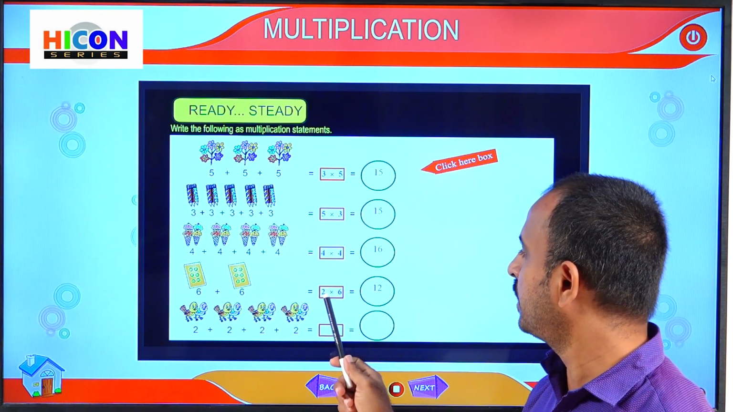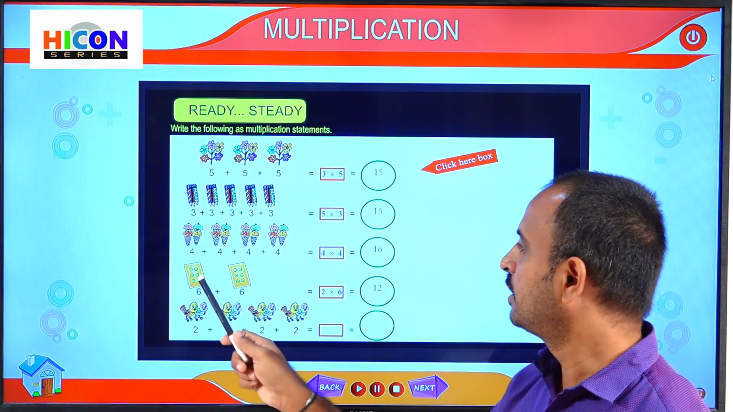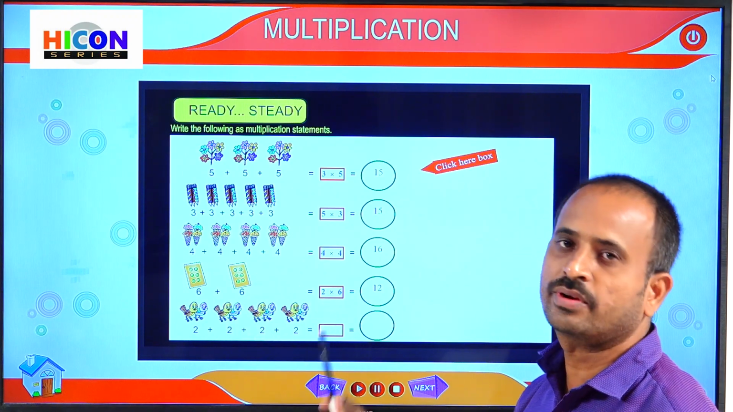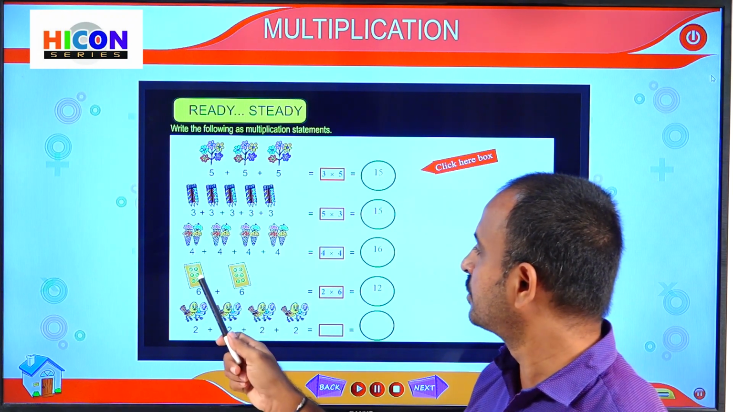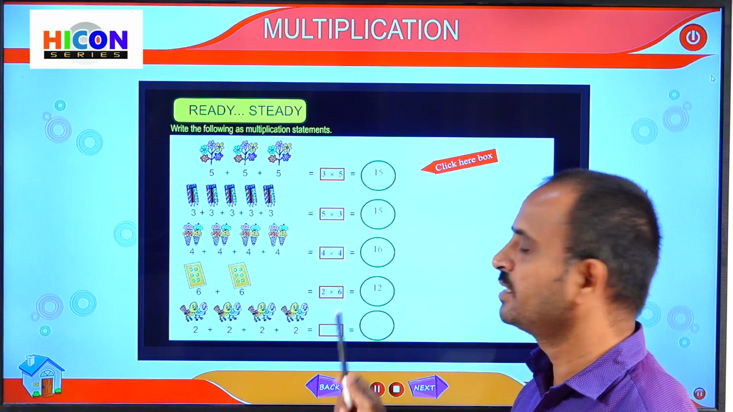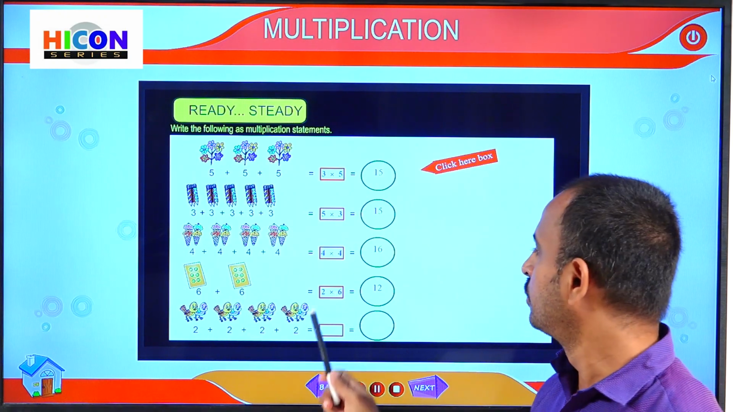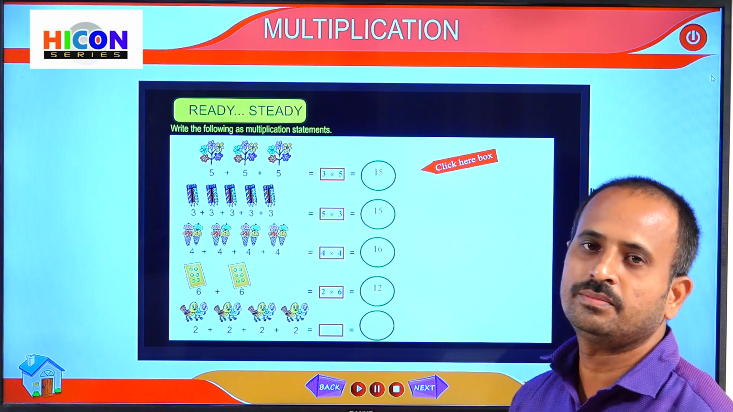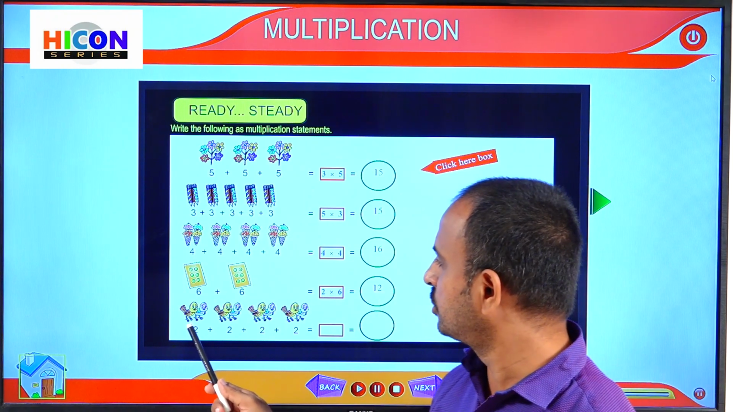Here the first number represents the number of groups. There are 2 groups. That's why we have to write 2. And there are 6 holes in each group. So write 6 as the second number. So 2 into 6, 2 6s are 12. Children, see the last problem.